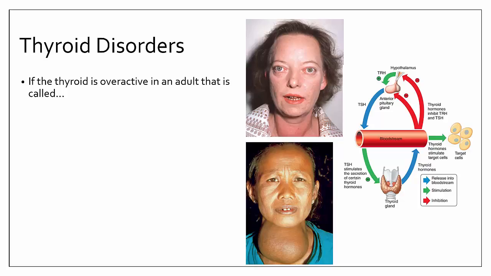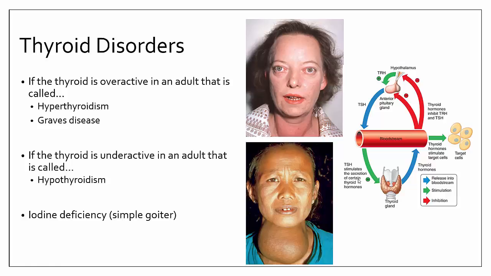So thyroid disorders, you guys have probably heard of these. They're pretty common. You probably know someone who has them. If the thyroid is overactive in an adult, the condition is called hyperthyroidism or Graves' disease. People that have hyperthyroid disorders have a really high metabolic rate, so they end up being very thin, even though they eat a lot. They're very sensitive to heat because their body is constantly burning energy up and making heat. So more heat makes them really hot. They're restless. They have weight loss. They actually have protruding eyes.